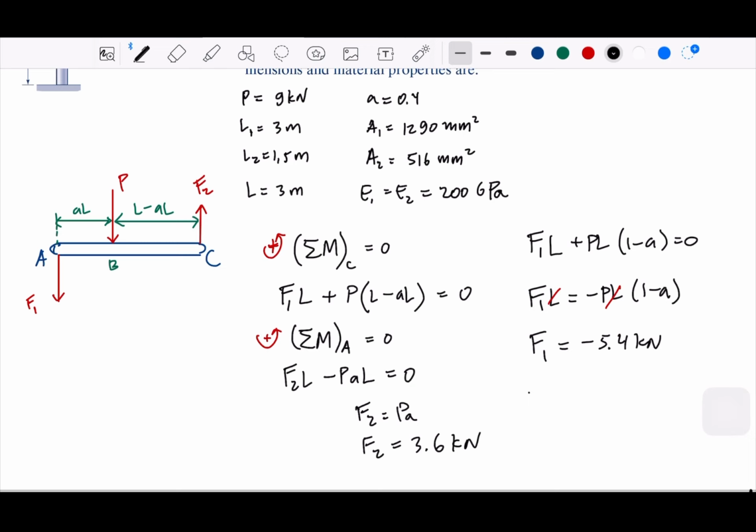So for A, I think sigma 1 is negative 5.4 divided by, or maybe let me write here to make sure that you remember that sigma is F over A, right? The sigma 1 divided by 1 millimeter squared.